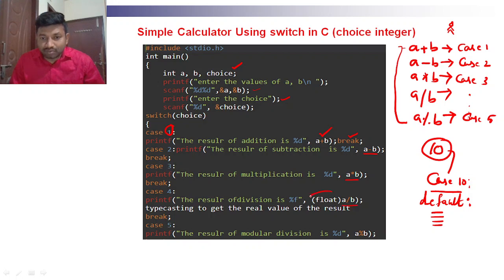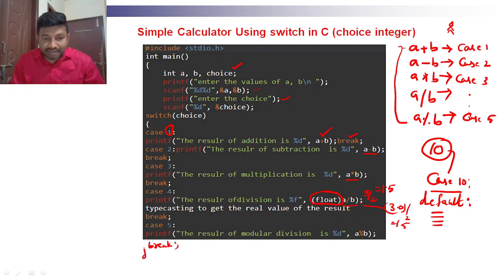In fact, I am doing typecasting here because we know integer by integer is always an integer. But in the division operation, for example, if it is 3 by 2, I have to get 1.5. So that is the reason why I am going for the typecasting. If I apply float before the a value, what happens? It becomes 3.0, 3.0 by 2, then it becomes 1.5. Right, even case 5 I am doing modular division, so you can write break here.